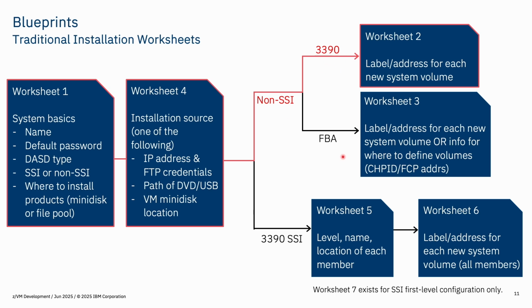If we had used FBA, we might need to include some information on where to define the volumes if they didn't exist already. Whereas if we had installed an SSI cluster, we would also need a name and a location for each individual member of that cluster.